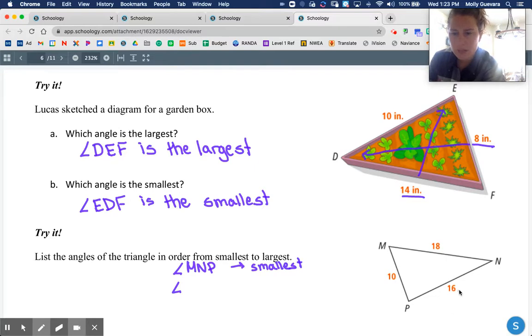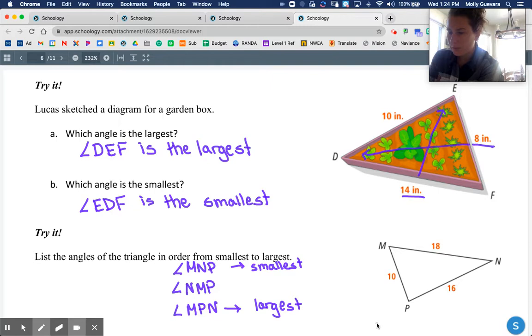Then the middle angle would be, 16 is the middle side, so across from that is M. So then I'm going to say NMP. And then my largest side is 18, so my largest angle is P. So I'm going to do MPN, and that's the largest. So you're just making a list of the smallest angle to the largest angle.